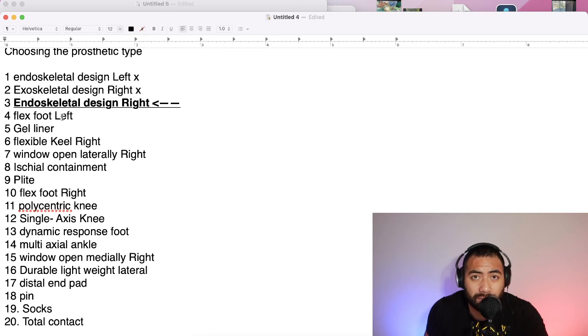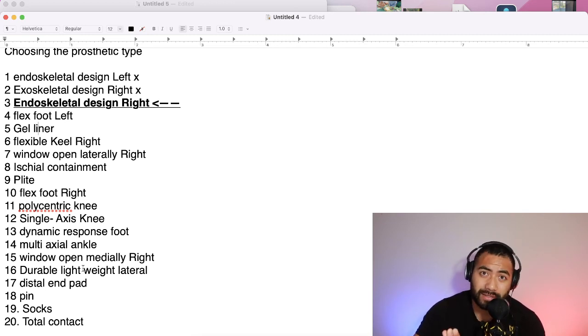So flex foot. Okay, so that's the bottom. We're not even going to deal with it. Gel liner. Don't even deal with it yet. Flexible keel. We're not going to deal with it. Window open lateral. Not going to deal with it. Ischial containment. Not going to deal with it. P-light. Not going to deal with it. Flex foot. Not going to deal with it. Polycentric knee. We're not going to deal with it. Single axis knee. Dynamic response. Multi-axial. Window medial opening. Durable lightweight material. Distal end pad. Pin. Socks. And total contact. Out of all of this information, the next step is, in my opinion, socks.